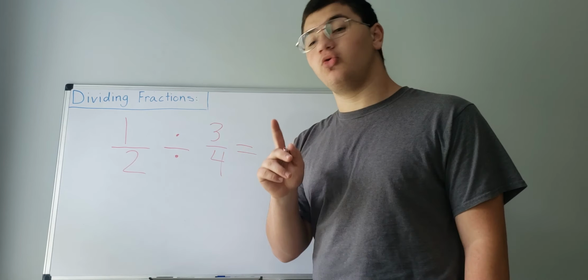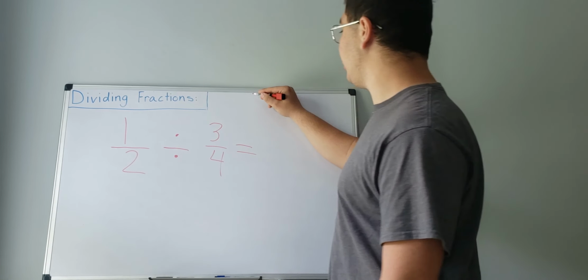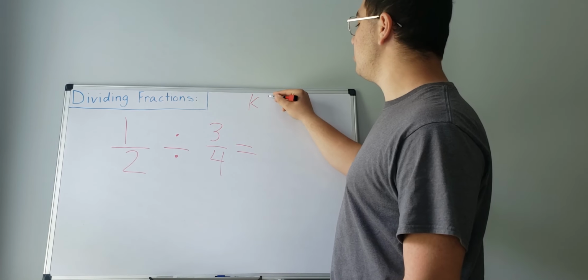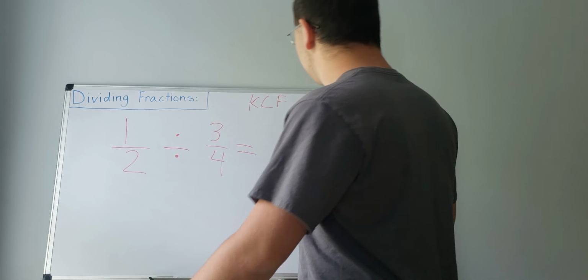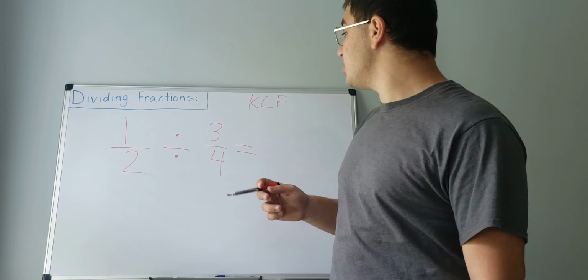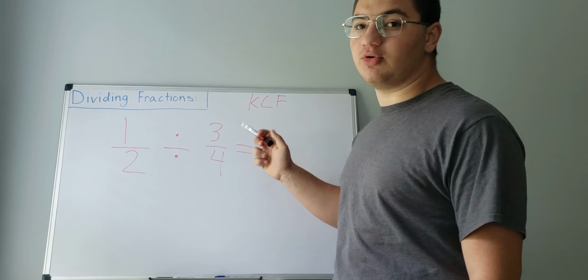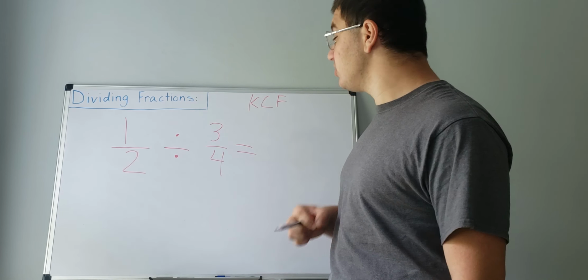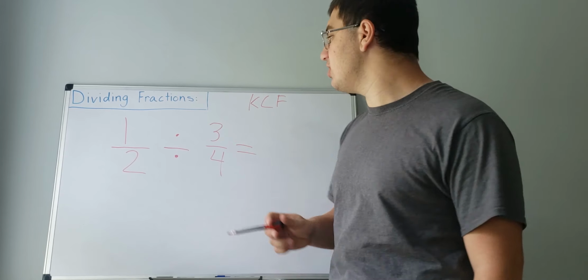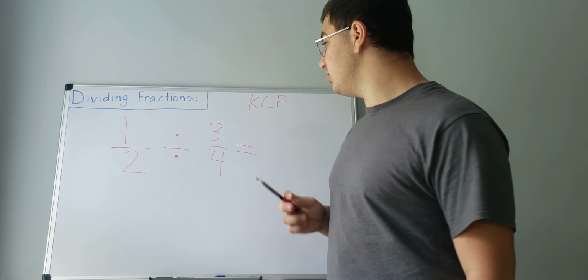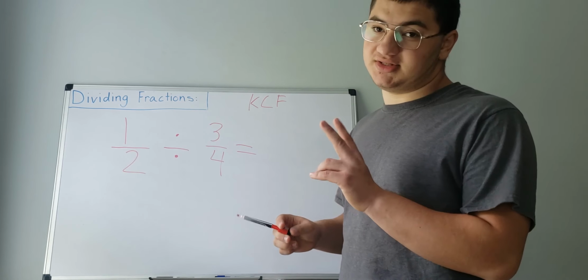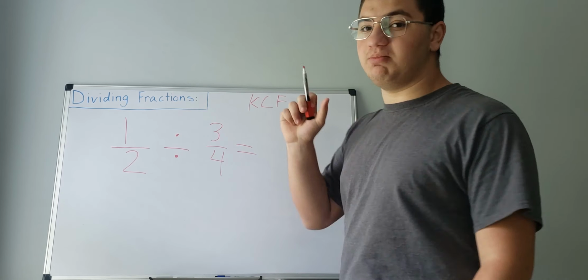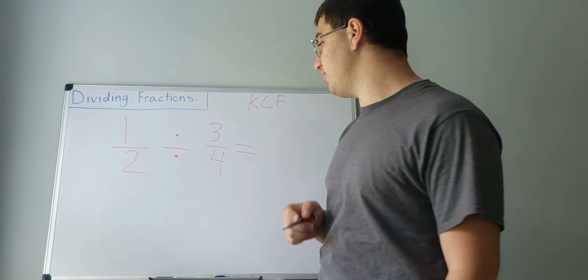Why? Because there's a rule called the acronym KCF, sort of like KFC, but backwards. So KCF stands for keep, change, flip. Write that down. Circle, star, highlight that. That is very important for any division that includes fractions. So, two methods actually. There's KCF and then there's the butterfly method, which I will show you after.